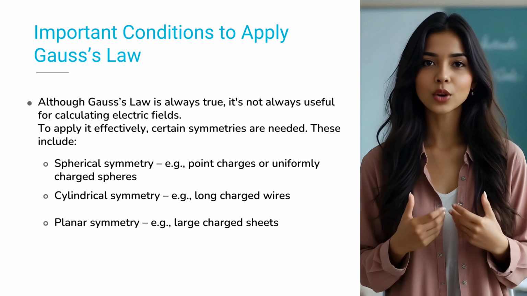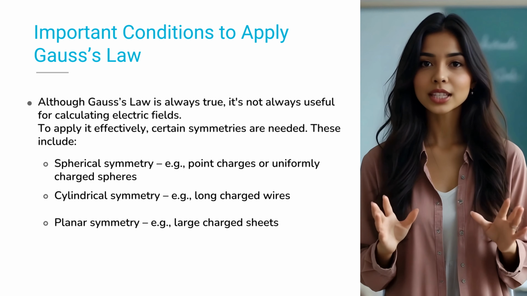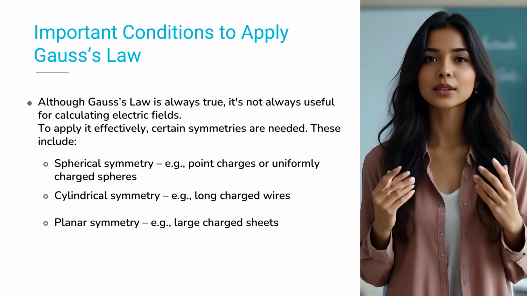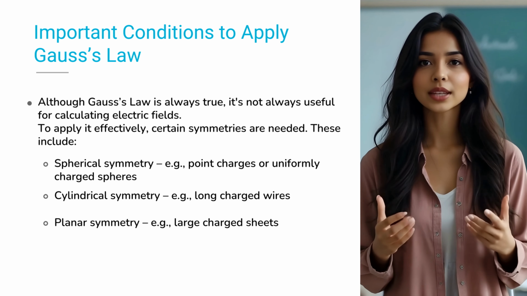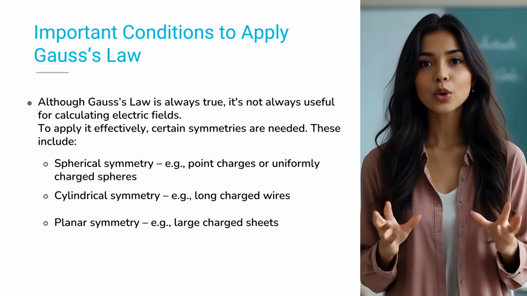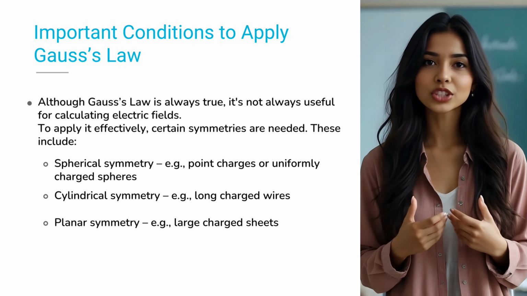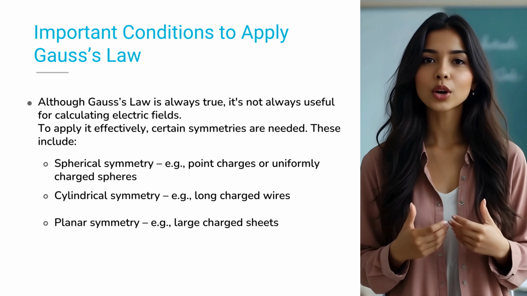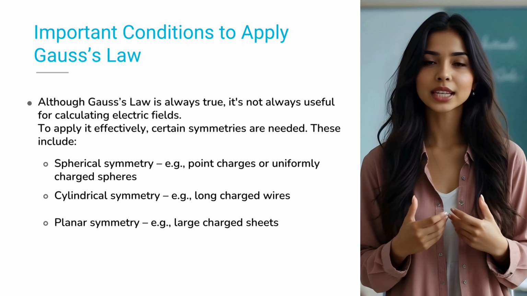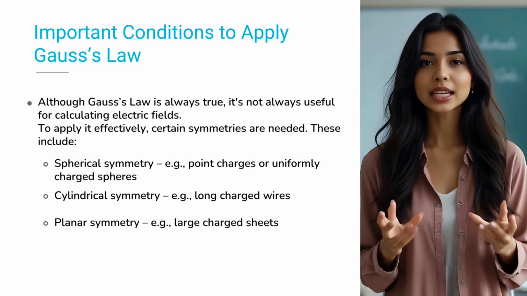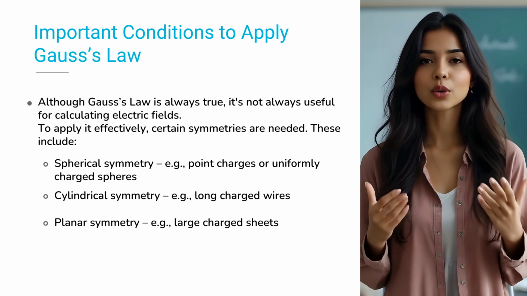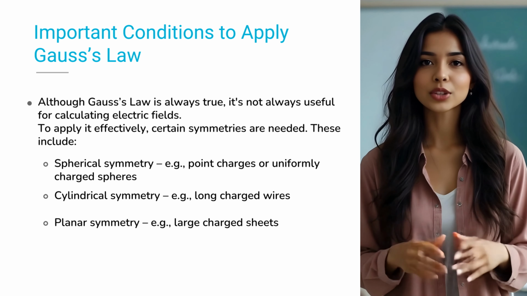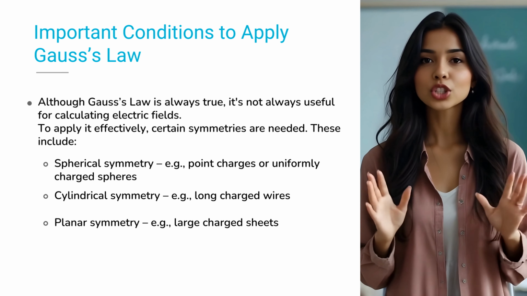Although Gauss's law is always true, it's not always useful for calculating electric fields. To apply it effectively, certain symmetries are needed. These include spherical symmetry, e.g., point charges or uniformly charged spheres; cylindrical symmetry, e.g., long charged wires; and planar symmetry, e.g., large charged sheets. In such symmetric cases, the electric field is either constant in direction or magnitude, or both, over the surface, allowing the integral to simplify. So, remember, Gauss's law is most practically useful when there's geometric symmetry.